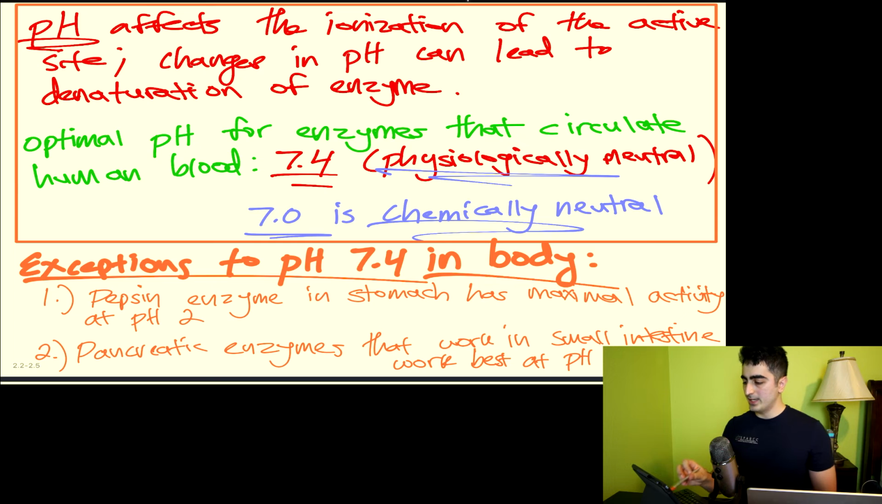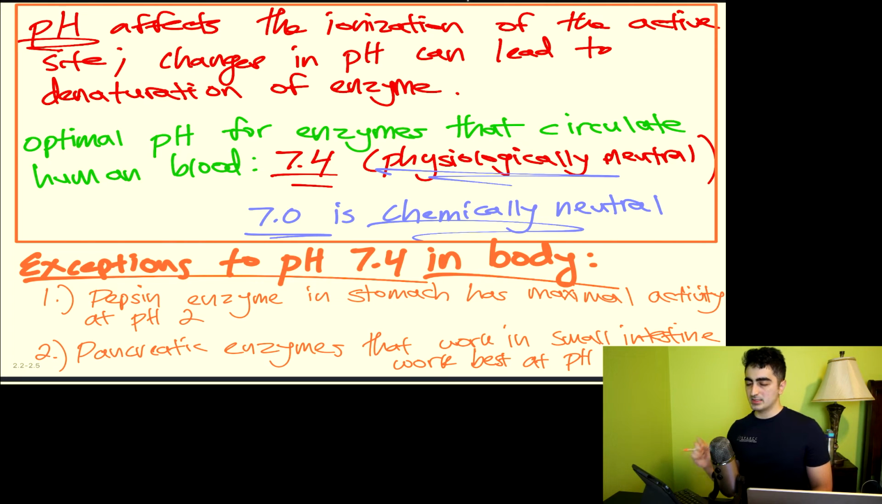So pH affects the ionization of the active site. Changes in pH can lead to denaturation of an enzyme. That's why pH is important. Optimal pH for enzymes that circulate in the human blood is 7.4. And 7 is chemically neutral.